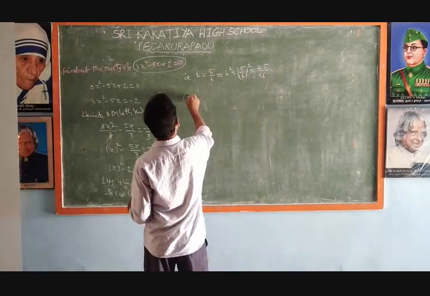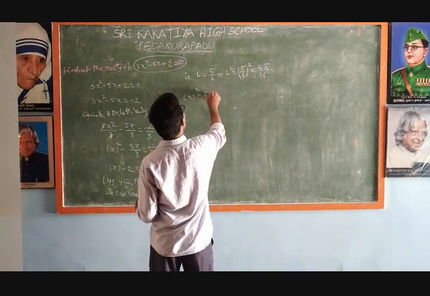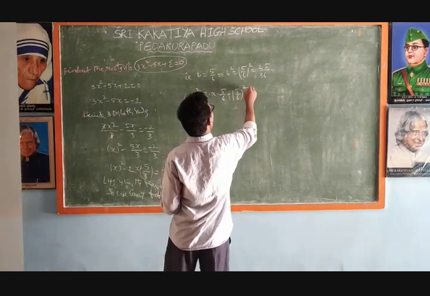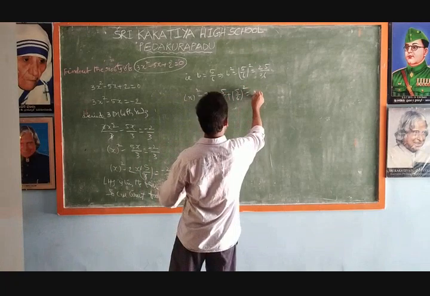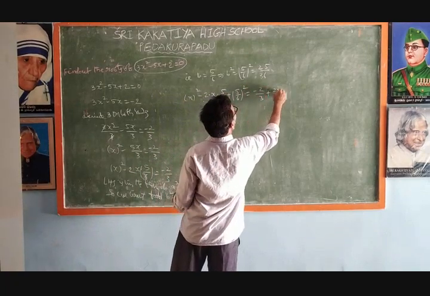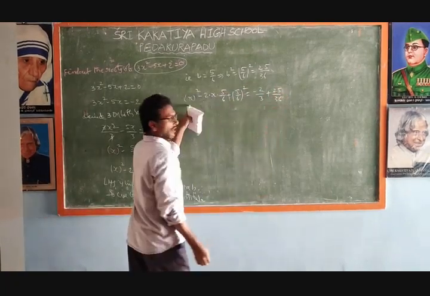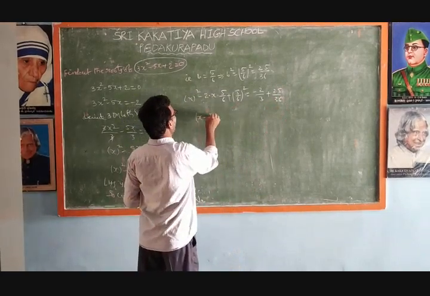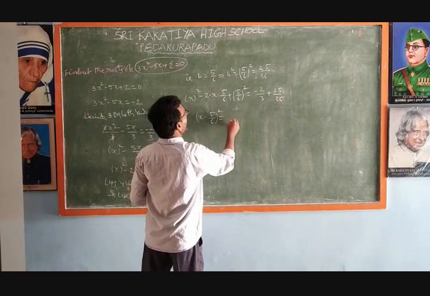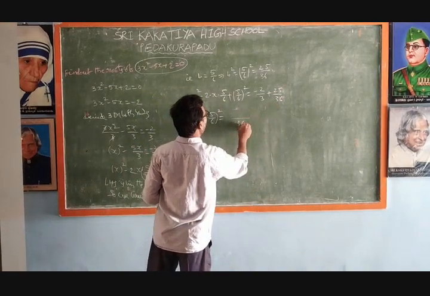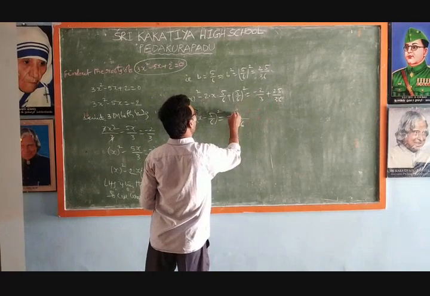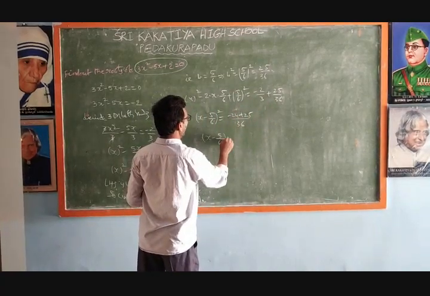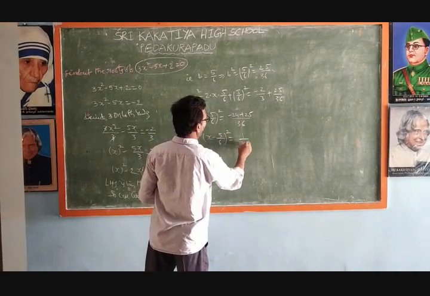That is a² − 2ab + b² = −2/3 + 25/36. This LHS is in the form of a² − 2ab + b², which is (a − b)². Taking 36 as the LCM, 12 twos are 24, so −24/36 + 25/36. This gives (x − 5/6)² = 1/36.